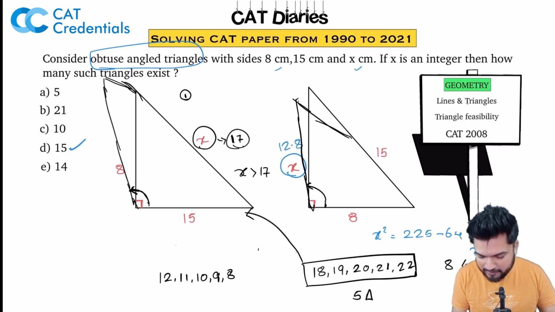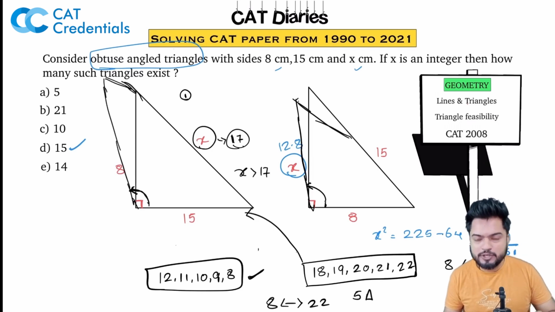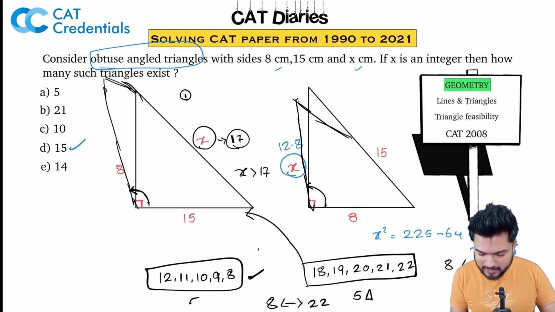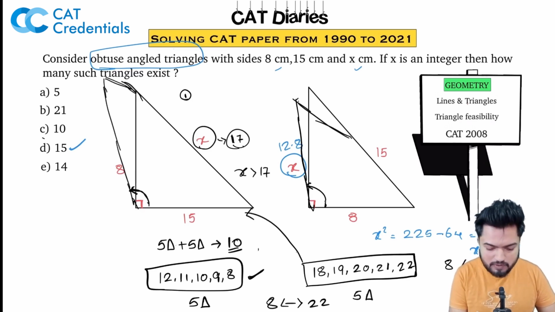Can you take 7? No. The range of x is between 8 and 22, as we know. Below 8, it will not be a triangle. It will become a line, as we had already seen in the first part. So 5 triangles can be formed here as well, considering case 2. So 5 triangles in case 1, 5 triangles in case 2. The total number of obtuse angle triangles out of 15, given that x is an integer, is 10. So the answer here will be option C, that is 10.